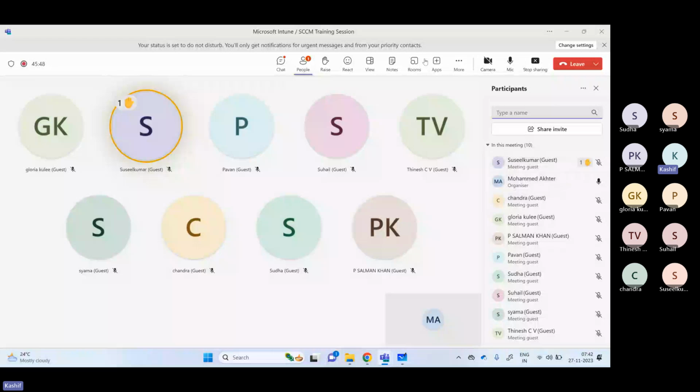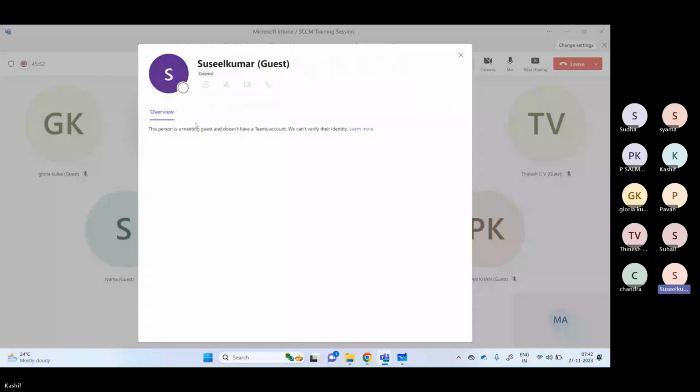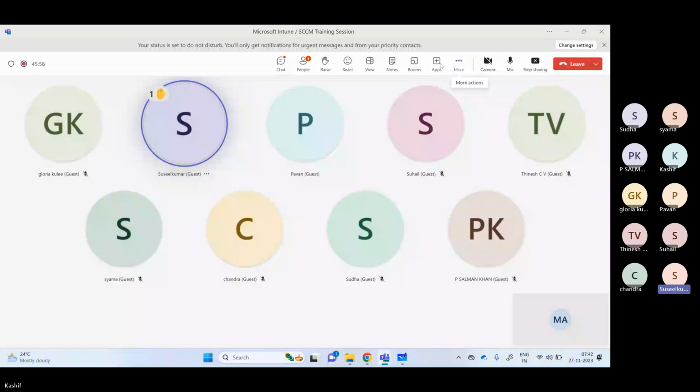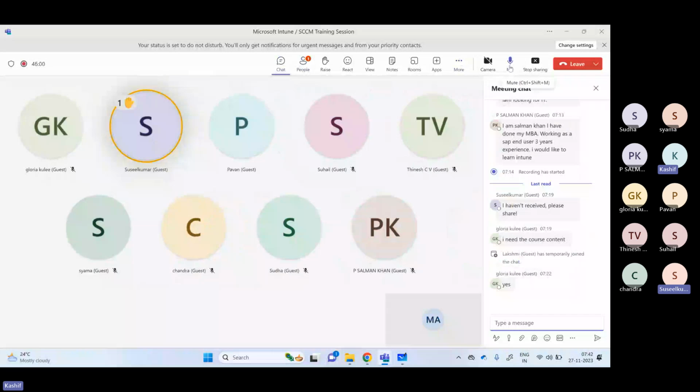Yes, Susil, you have any question? Yes, Kashif. There is one question which I wanted to ask. Can we manage AWS servers from Intune? No. Server management is not there in Intune. It's not compatible. Only client operating systems, Windows 10, Windows 11, and the other ones which I showed you in the slide.